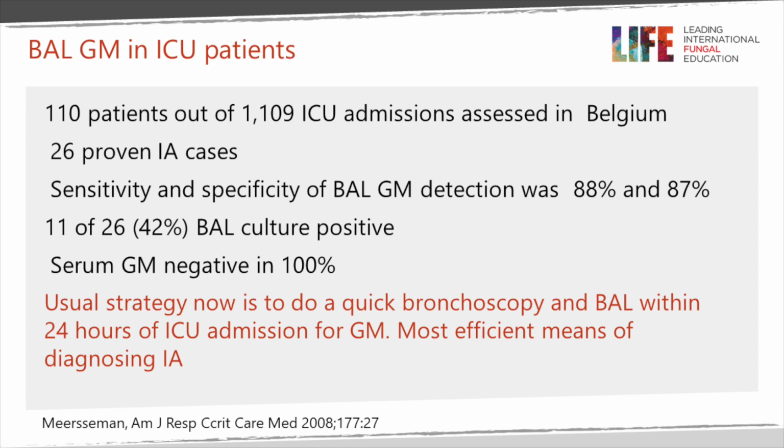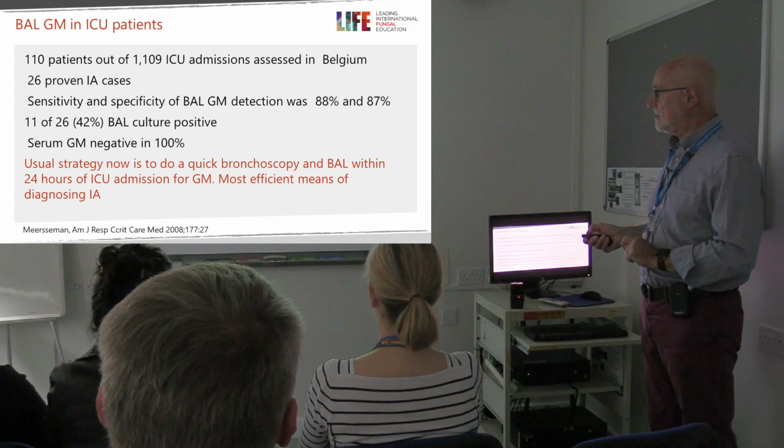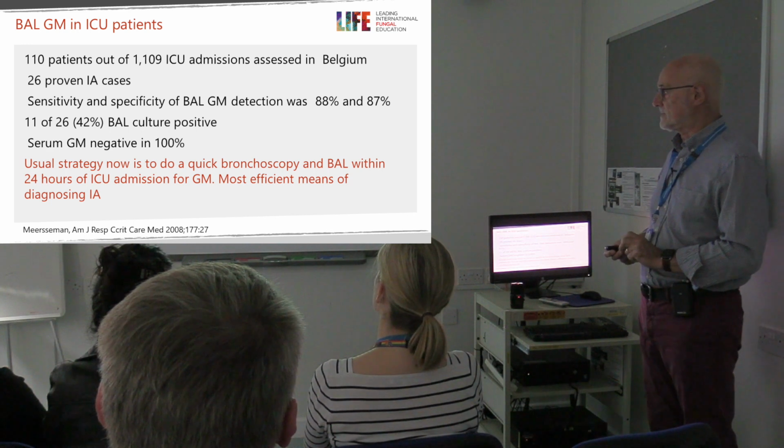So a lot of this work has been carried out in Belgium, and we can see here in this particular study, quite old now, just over 100 patients, out of just over 1,000 admissions assessed in a number of Belgian intensive care units, there were 26 cases of proven invasive aspergillosis. So this is tissue biopsy positive, culture positive, clinically suggestive of invasive aspergillosis. So this is using the EORTC MSG criteria for proven disease. And we can see here Galactomannan detection in BAL, 88% for sensitivity and 87% for specificity.